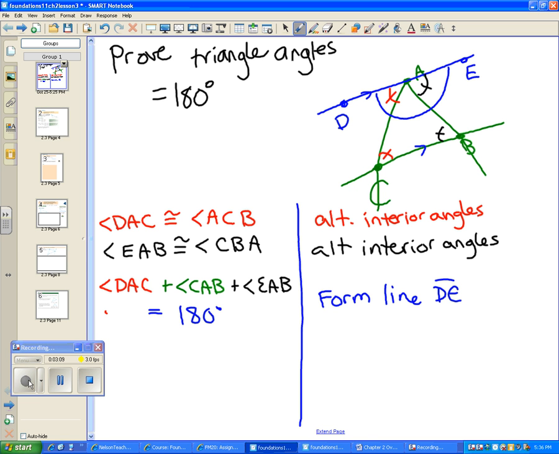But we saw that angle DAC was equal to angle ACB, so we can just substitute angle ACB, because we saw that these were equal. Angle CAB, we don't have any relationship that we know about yet. Now, what was angle EAB equal to? It was equal to CBA. So we just substituted. We used things that were equal. That's called the transitive property.